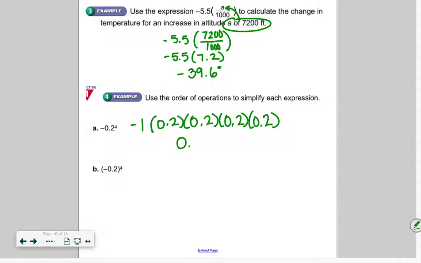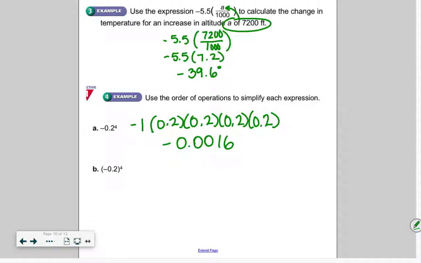What do we get? 0.0016. 16 10,000ths. Now multiply that times the negative one out front. It is a negative 16 10,000ths.